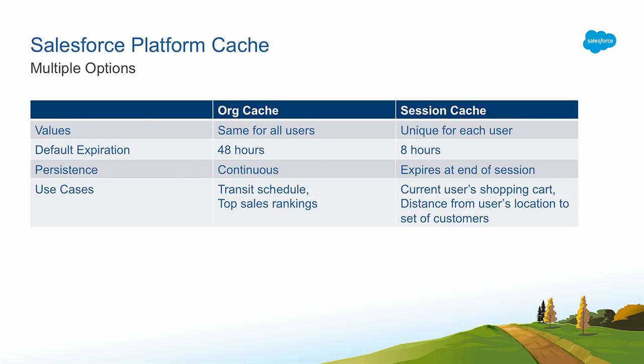Another example might be the distance from a user's location to the customers they're going to visit. So I might log into Salesforce and say, OK, who are the customers I need to visit today? How far away am I? And I can go check that. An hour later, I may have visited the first one, and I need to find out the values for the other two. I can, again, go in and click some buttons and wait for it to calculate all that. Or I can bring that calculation down from the cache, and it'll happen immediately. And the distances and the customers for me are going to be very different for the other users in my org.